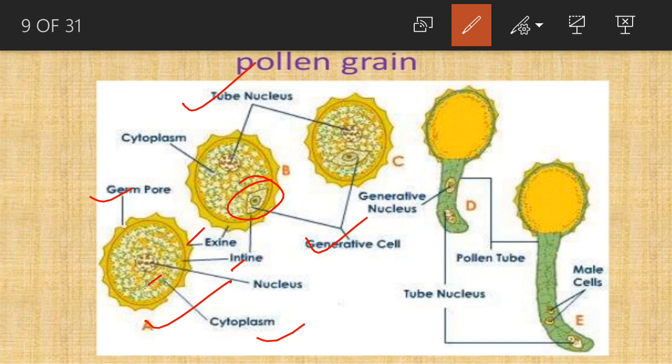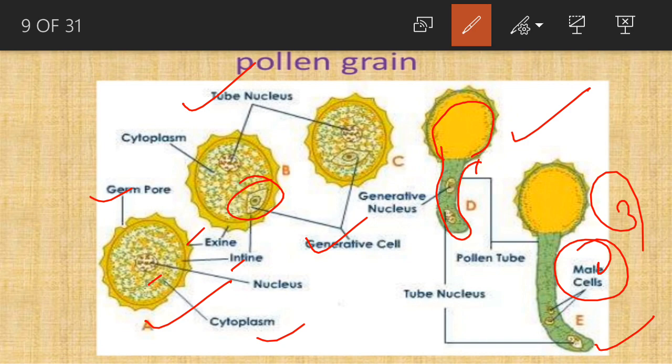The next diagram is pollen tube development. The internal layer, the intine, comes out through the germ pore and forms the pollen tube. It contains the generative nucleus as well as the tube nucleus, and the generative nucleus divides to form the two male gametes. The other is the tube nucleus, so the total number of nuclei is 3.